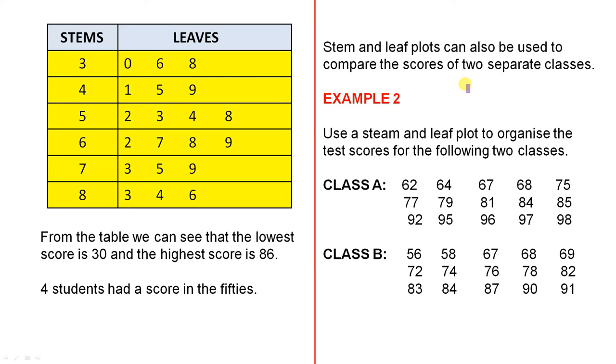Now it becomes a little bit more involved because stem and leaf plots can also be used to compare the scores of 2 separate classes. So for the second example, use a stem and leaf plot to organise the test scores in the following 2 classes. So you have Class A and Class B. To make our job a little easier, we've got these numbers in order. So that saves us time putting them in order. Each class could have 15 students, and these are the test scores for each class. Now let's go to the next slide.